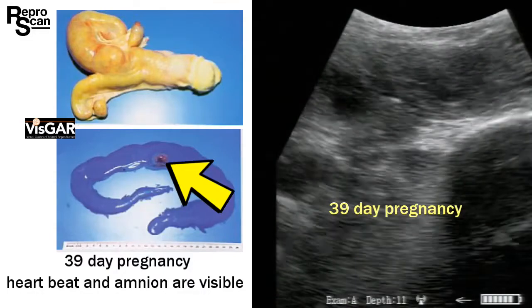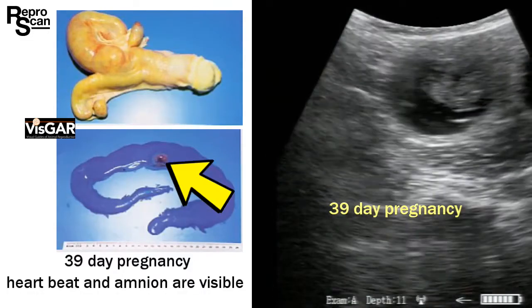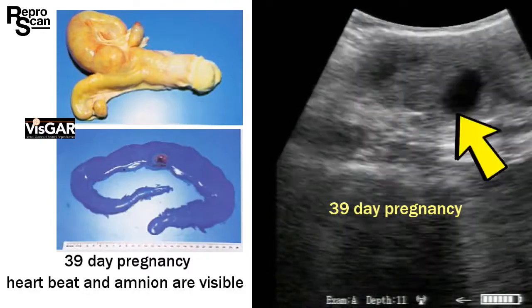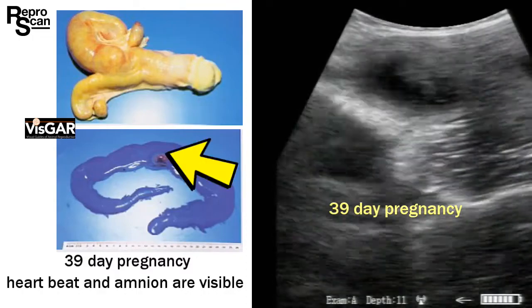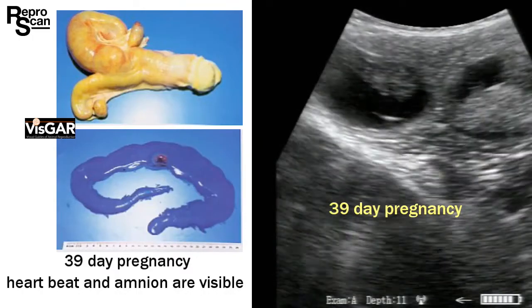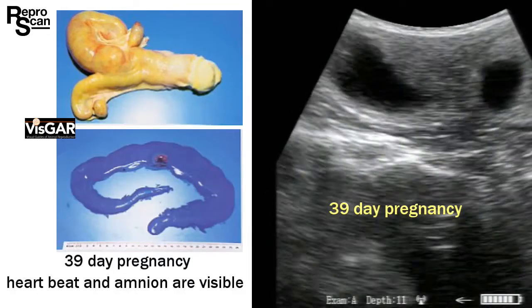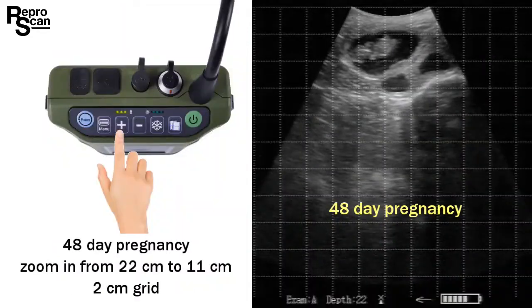On the left, we've got the dissected out uterus, thanks to Visgar. On the right, we're rolling across that 39-day pregnancy. The arrow is going to indicate the amnion, which is the membrane over the embryo as we see on the left side of the screen. There's the 39-day pregnancy once again. On to a 48-day pregnancy.